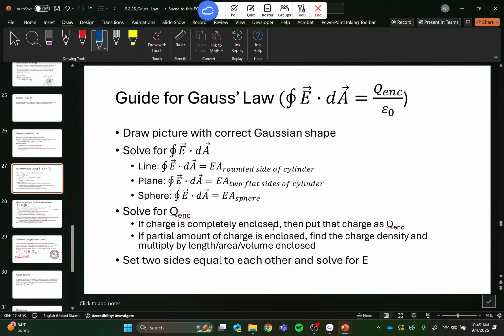Why is the area 4 pi r squared? Yeah, that's a great question. It's the area of a sphere. If you have a bubble, the area of a bubble is 4 pi r squared. Oh, the surface. Yeah, the surface area, that's a better way of clarifying that. It's the surface area of a sphere.